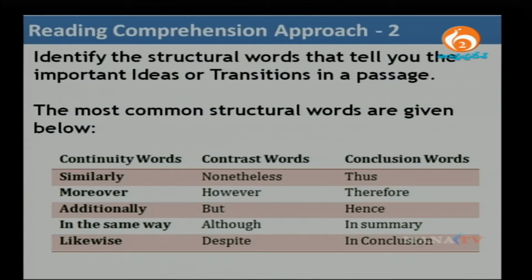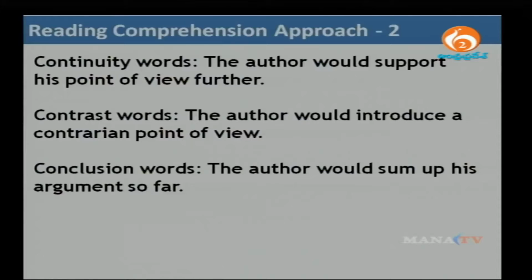But before we look at the example, what do we mean by these? What is a continuity word? What does a contrast word do? And what does a conclusion word do? What is the function of it? So, here is the function for you. When you have a continuity word, it means the author would support his point of view.